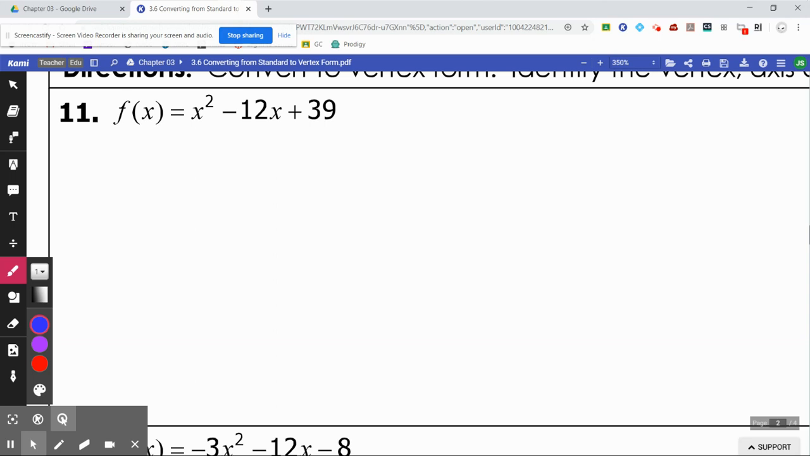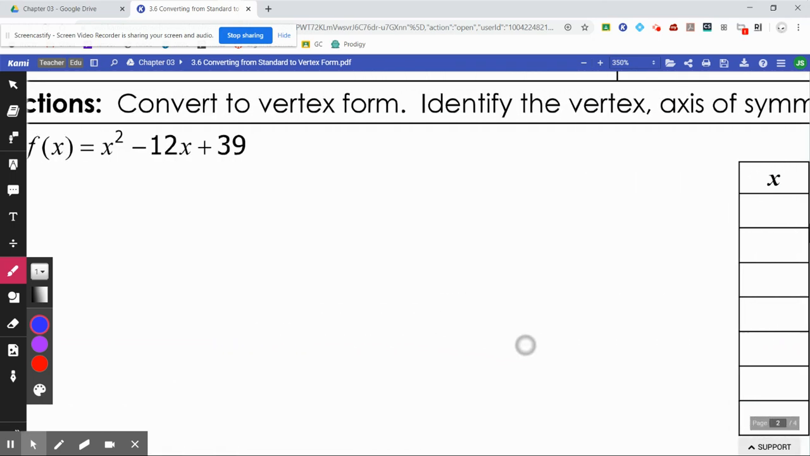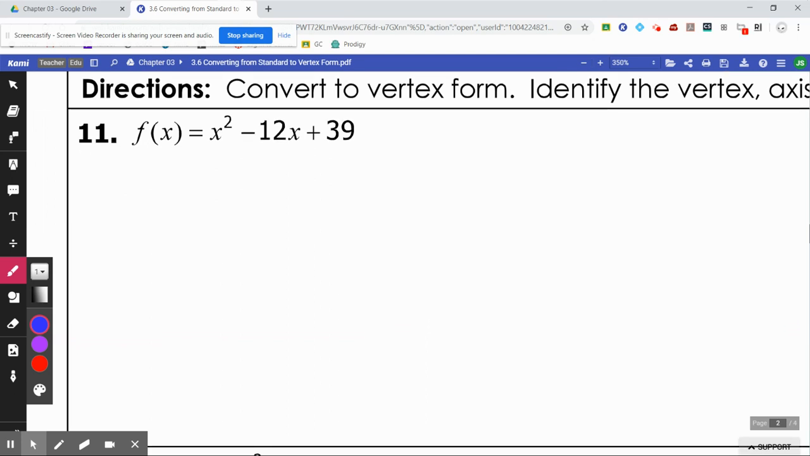Okay, on the next problems, it says convert to vertex form, identify the vertex, axis of symmetry, and then we're going to graph this. Now, we've actually got other ways of doing this. We could find our axis of symmetry since it's in this form by using negative b over 2a, and I just want to show you that both ways work.